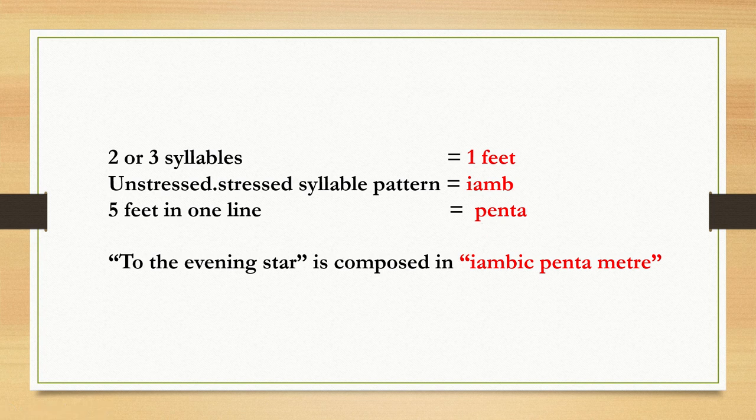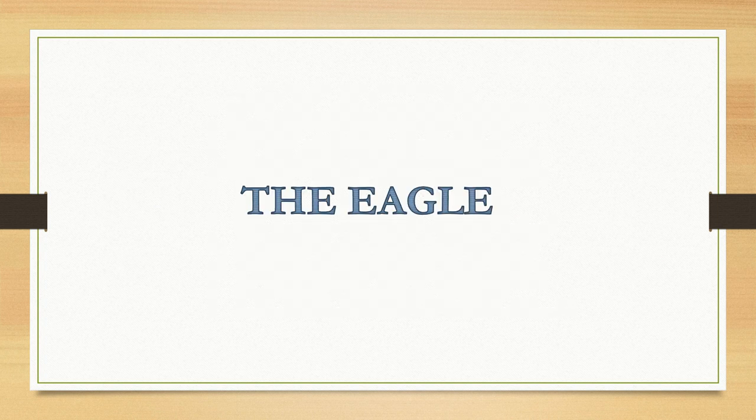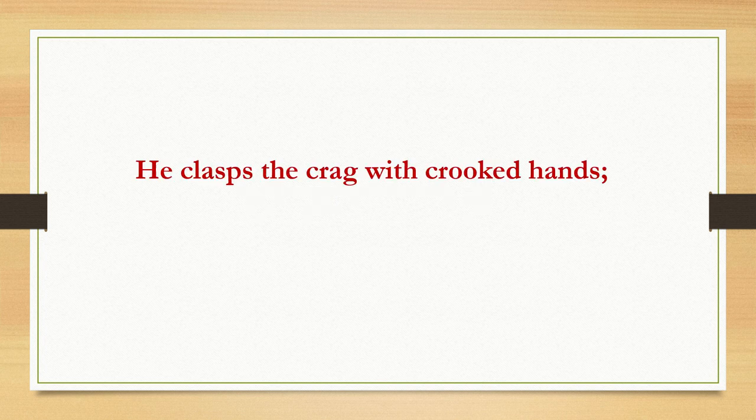5 feet, we call it penta. To the evening star is composed in iambic pentameter. That is the conclusion. That is the meter of the poem. Okay, now let's move on to the next poem, The Eagle. Alfred Lord Tennyson wrote it.